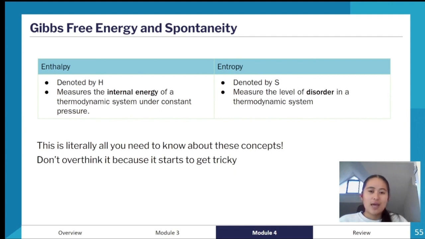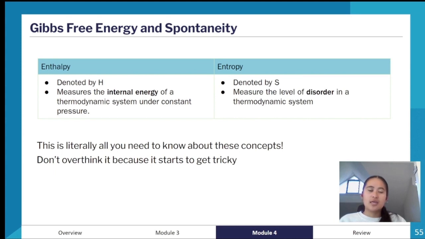So if we have a gas versus a solid, some type of ionic compound, as a gas it is much more disorganized because the particles are everywhere. It's in a bigger space, they're bouncing around. That is so much more disorganized than an ionic lattice. So entropy would be greater in that disorganized gaseous state than it is in that ionic lattice. So it's a measure of the randomness, the disorder.